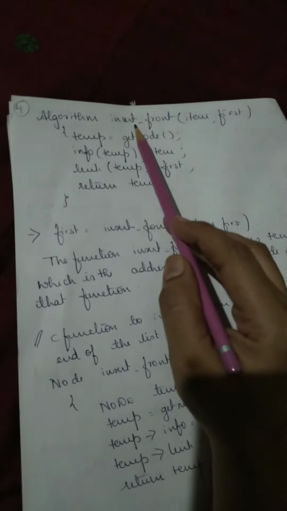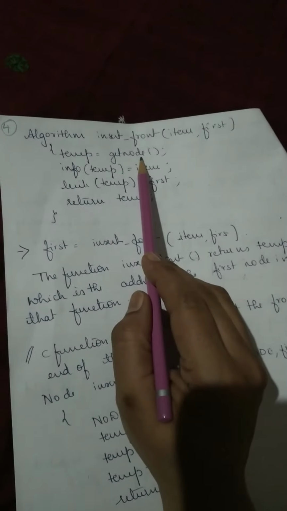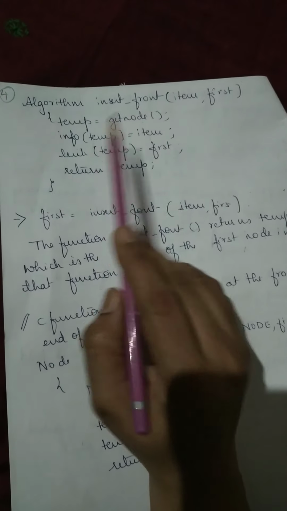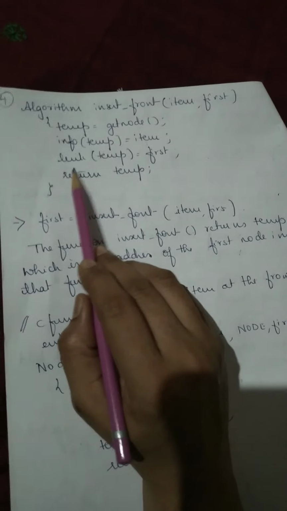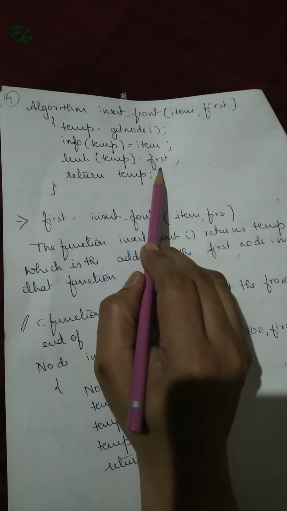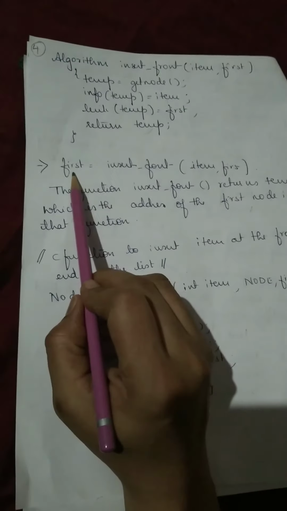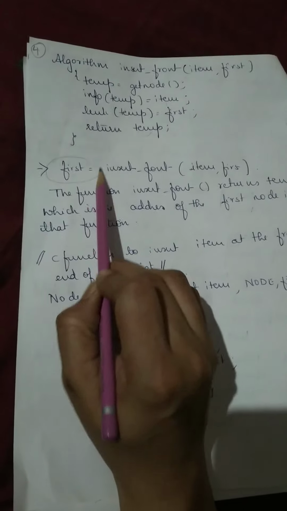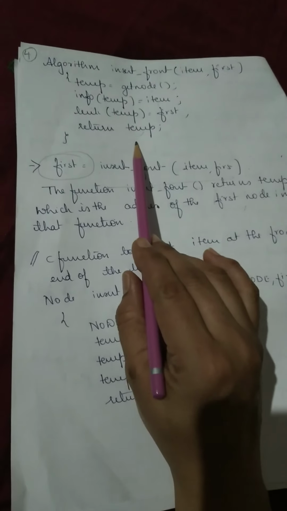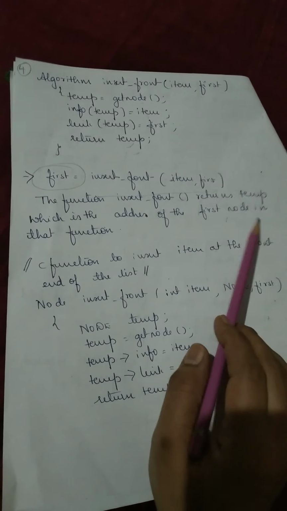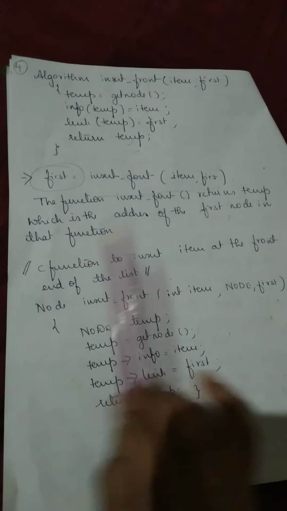Right? So we'll see here the algorithm insert front. Temp gets a free node. Item will be added to the information field of temp, and then the link field of temp is pointed to first, and return temp. Right? So first is a variable which will hold the temporary node. The function insert front returns temp, which is the address of the first node.